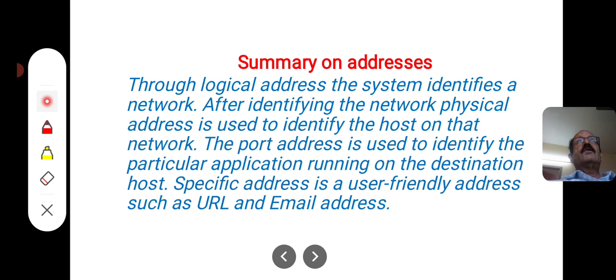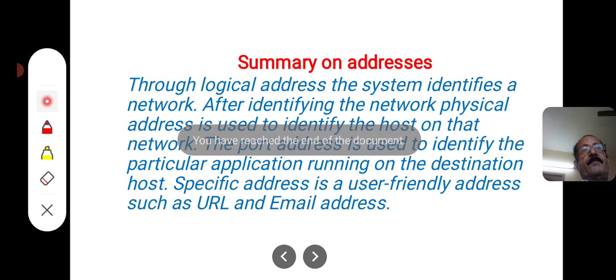Summary. So using logical address, the network can reach your connection. You connected to internet, that network. Within that network, physical address is used to locate your particular node, and port address is the address of the application running on the computer, and the specific address means user-friendly addresses like URL and email. Thank you.